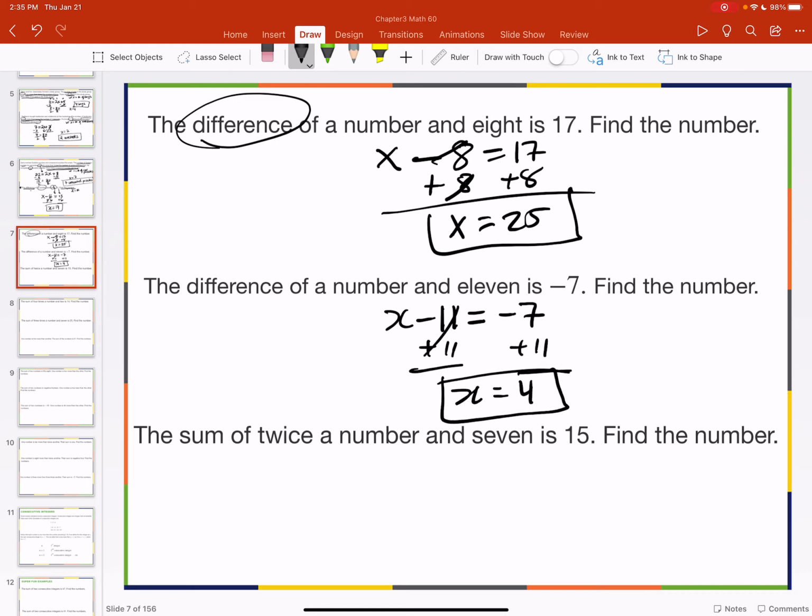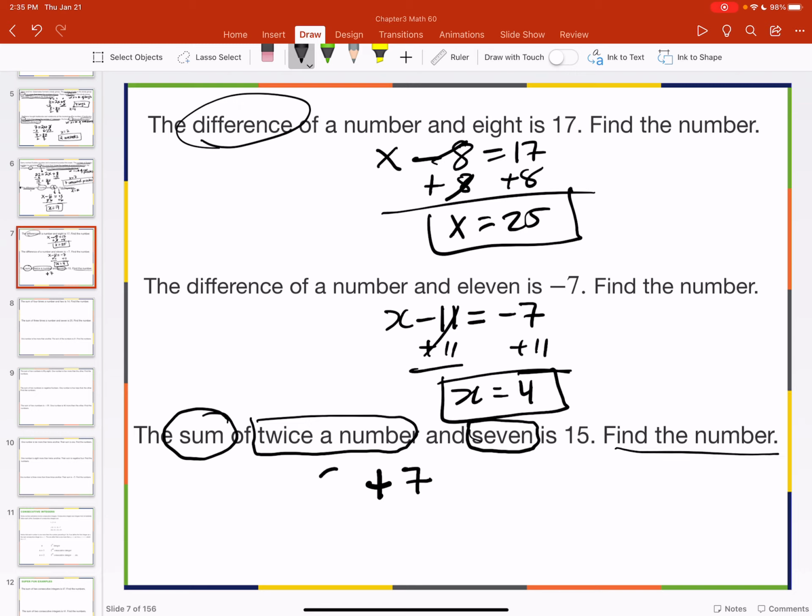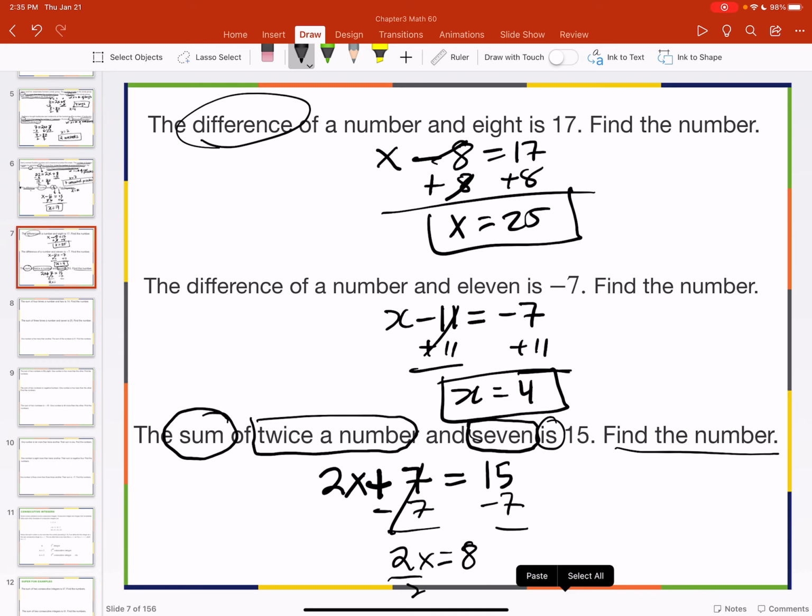And now this one, now let's talk about this one. The sum, so we're going to add 2 things, but what are we adding? We're adding twice a number and we're adding 7 together. So here's 7, twice a number. We don't know what the number is. That's actually what we're trying to find. So 2x or 2n, okay? So the sum of twice a number and 7 is 15. So not too bad. Now we're going to solve it. Minus 7, minus 7. And then 2x is equal to 8. So divide by 2. And we get x is equal to 4. Or n is equal to 4.